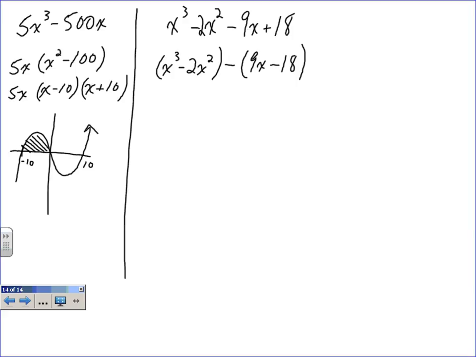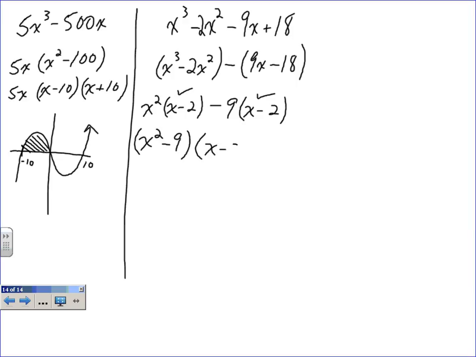Now let's take out common factors. In the first parenthesis, we can take out an x squared, and we're left with x minus 2. In the second parenthesis, we can take out a 9, and we're left with x minus 2. Notice I have two common factors here of x minus 2. It is still not factored. So it is x squared minus 9 times the common factor of x minus 2.